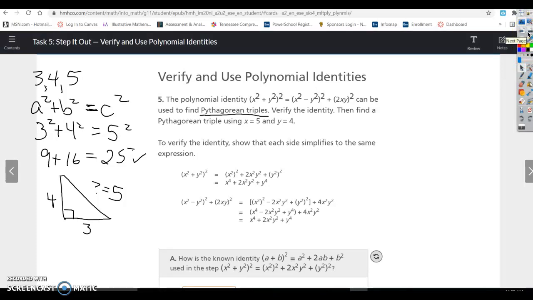So it says to verify the identity, show that each side simplifies to the same expression. They've got the left side here, and that's going to simplify. So they're going to do the first term squared, and then twice AB, which is twice the middle terms, and then the last term squared. That comes from the previous identity. It's just set up with different variables with exponents.